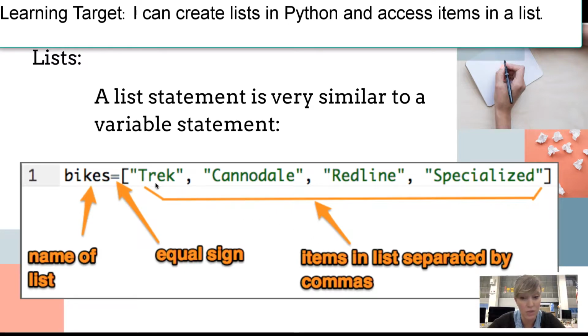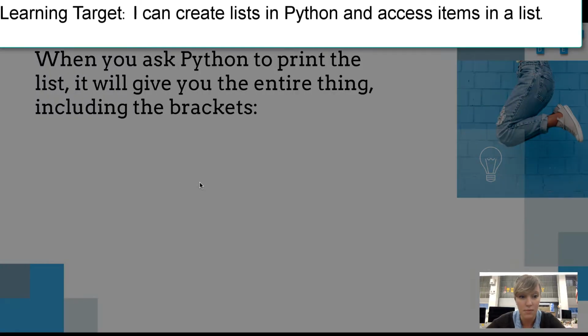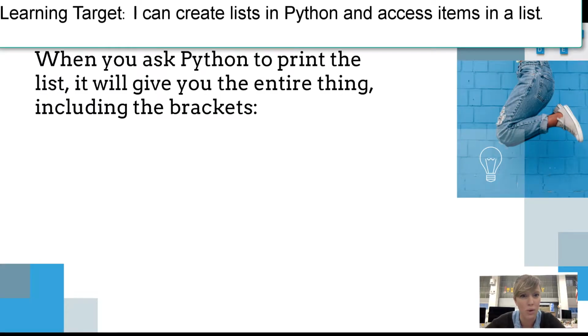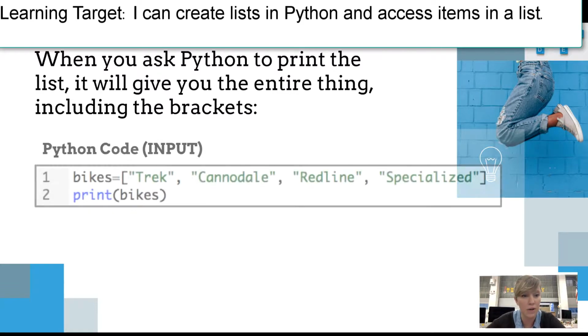Just notice for a minute, take a look at the syntax of the list. Each item is its own individual string, and then we separate it by a comma, and we usually put a space here, even though the white space is actually not needed. Make sure that you are taking notes as we go along. When you ask Python to print the list, it will print out the entire thing, including the brackets.